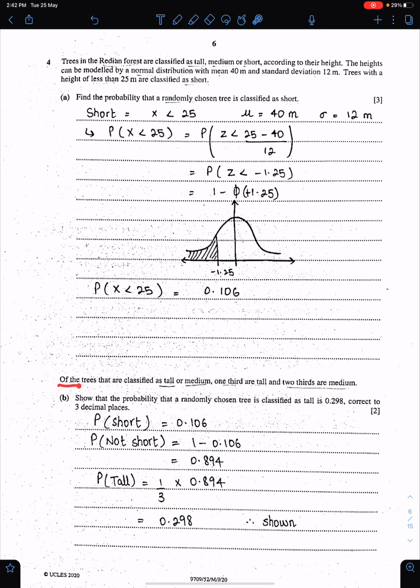It was mentioned of the trees that are classified as tall or medium. So these are the trees which are classified as tall or medium. So 1/3 of these trees are tall. So take 1/3 of this number, 0.298.